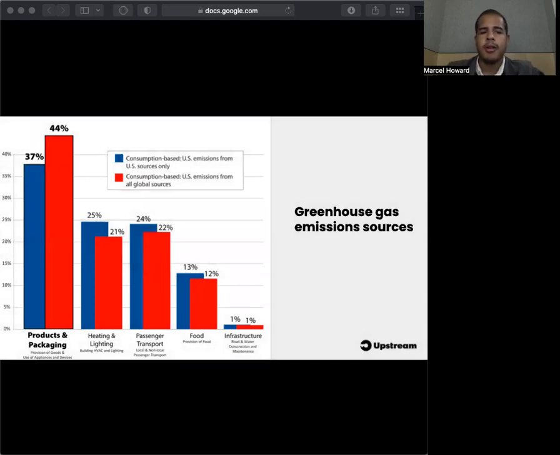Now, it's important to note that products and packaging comprise 37% of US consumption-based emissions and 44% of global consumption-based emissions. It is by far the largest contributor to overall US consumption-based emissions. This has substantially contributed to climate change, but has left the door open for reuse as a climate mitigation strategy.